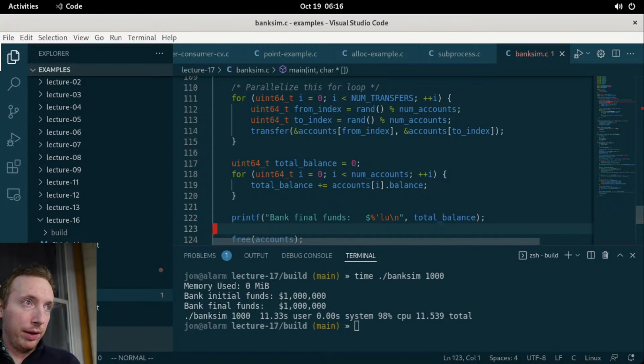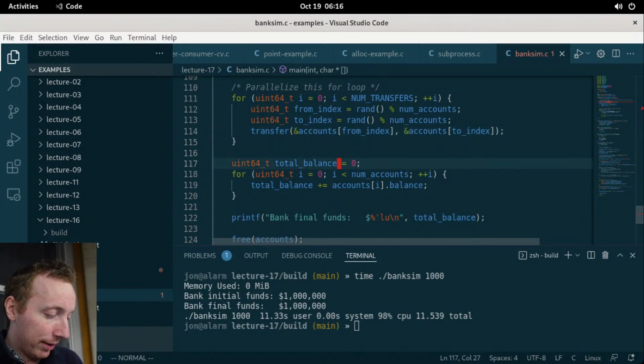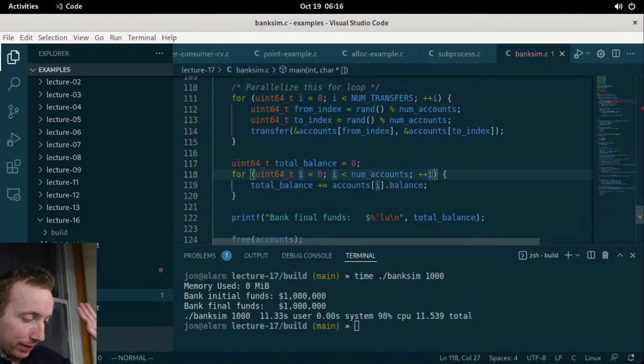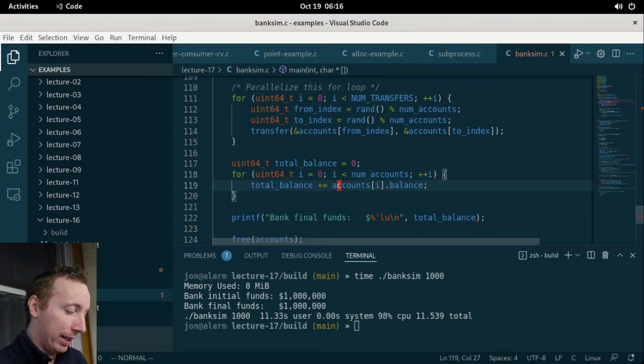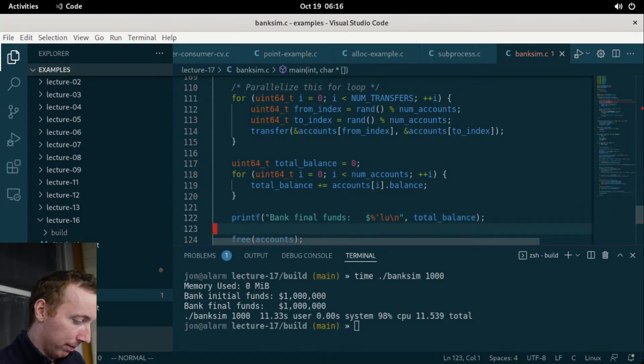So for the number of transfers, so 100 million, we generate a random from index and then a random to index. And then we just call that transfer function we saw before that actually does the transfer. Then afterwards, this is our sanity check to check that the bank still has the same amount of money it started with. So total balance is 0, and it just sums up every single account's balance, and hopefully we didn't lose money. Otherwise, that would be really, really bad. Our bank would probably be doomed to failure at that point. And we just print out what the final funds are.